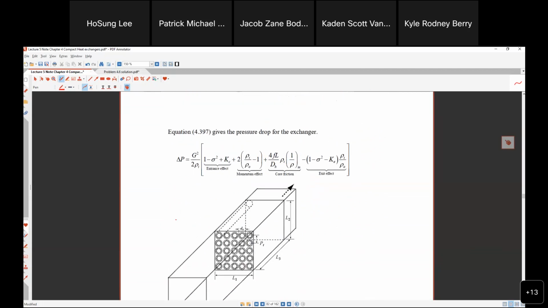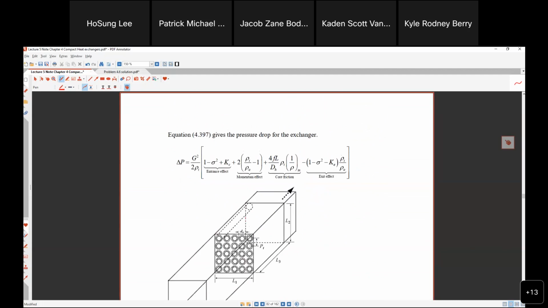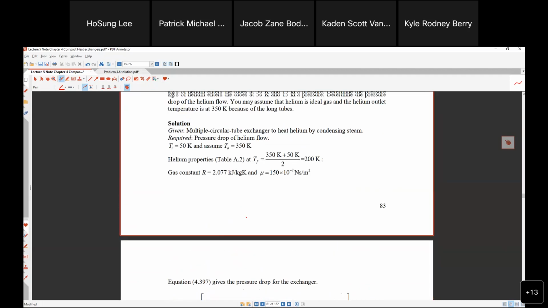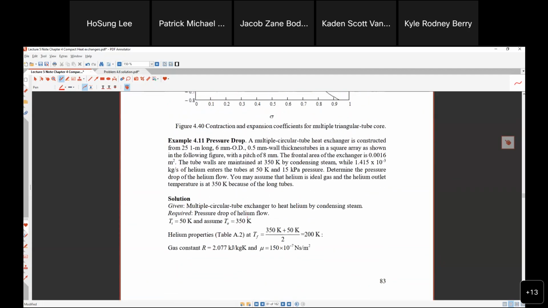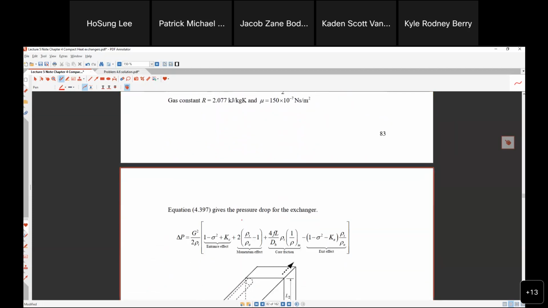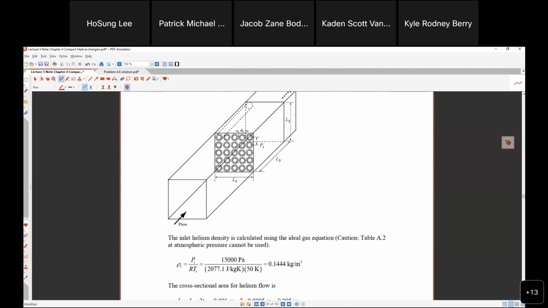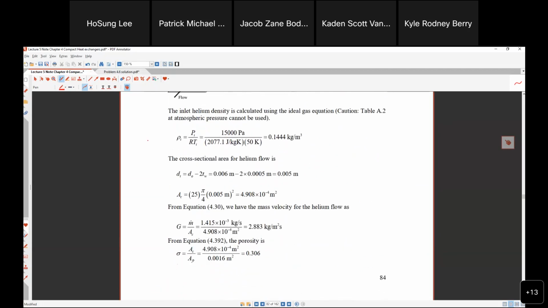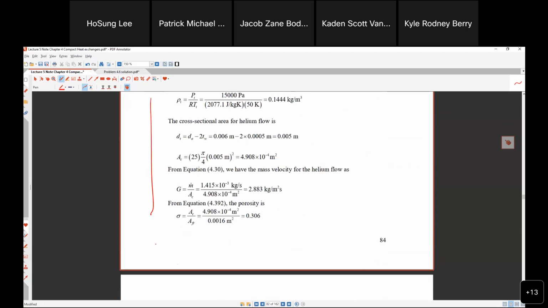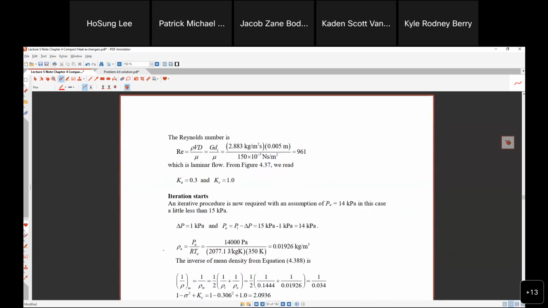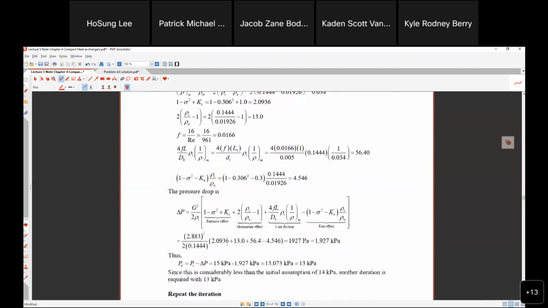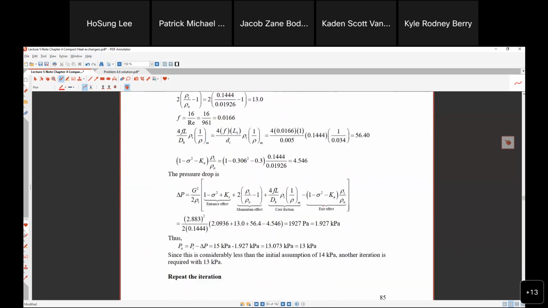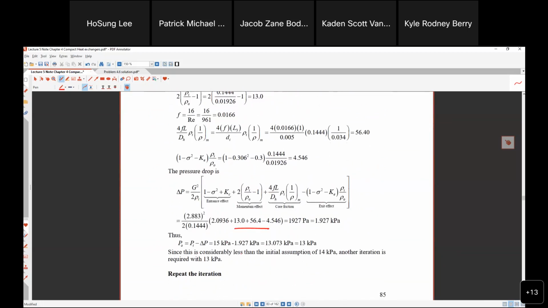For example, this is an example. We would like to compute the pressure drop. This is a circular channel. You can go over the example. All we need is K_C and K_E, and then we're able to calculate.